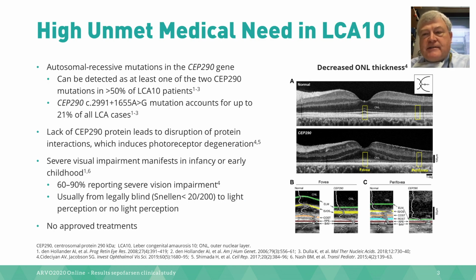Leber's congenital amaurosis, or LCA, is a group of largely recessively inherited retinal diseases that affect photoreceptor cells from birth. LCA10 is among the most severe forms of LCA, leading to early blindness and often to light perception or no light perception by early adulthood. It is caused by biallelic mutations in the CEP290 gene, which leads to disruption of photoreceptor cilia function and photoreceptor degeneration. Despite poor visual function, these subjects often have an island of poorly functioning photoreceptors, but structurally intact outer nuclear layer, as illustrated in the middle right panel.